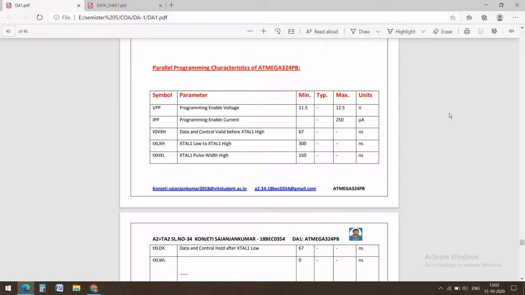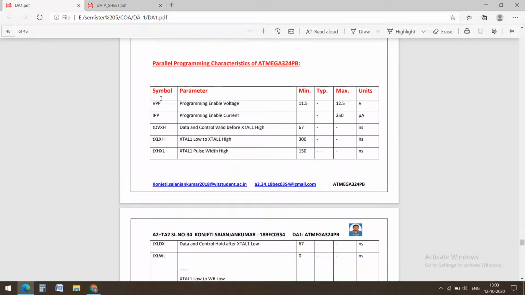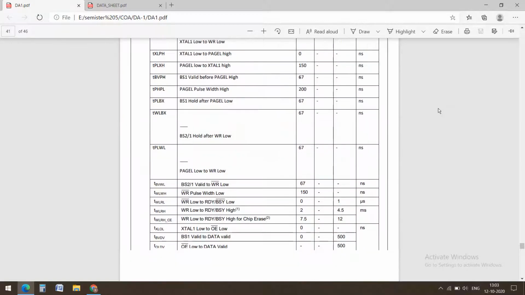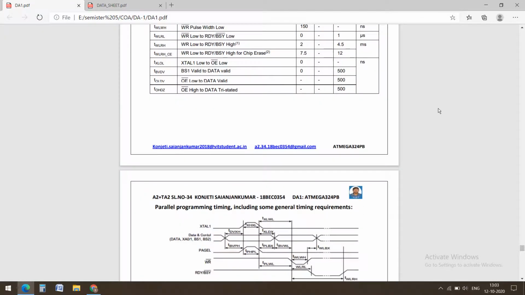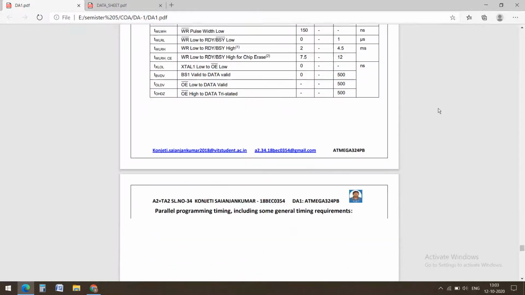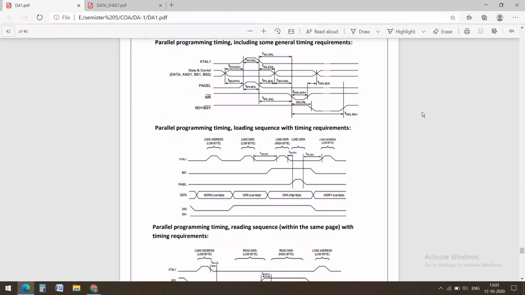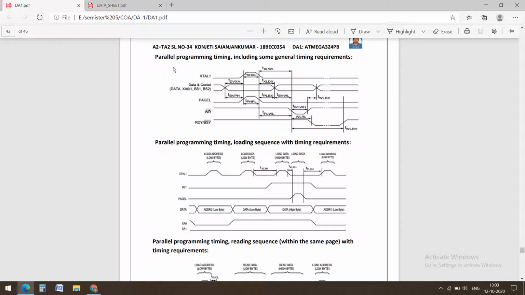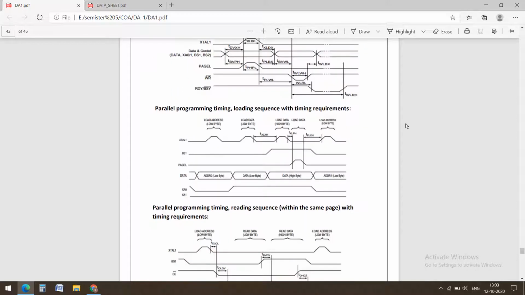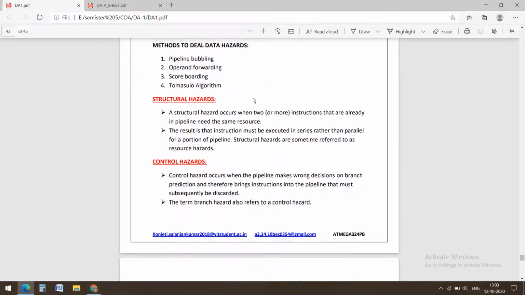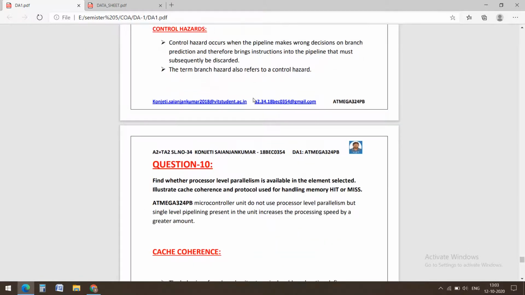And in the datasheet they mention the parallel program characteristics. So this is a symbol showing the parameters, and this is how it works and how it is organized in the microcontroller. This flow diagram and these graphs show how parallel programming works in the microcontroller. And then this is regarding hazards, which I have collected from online resources.